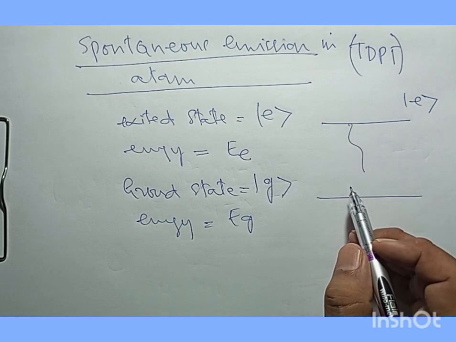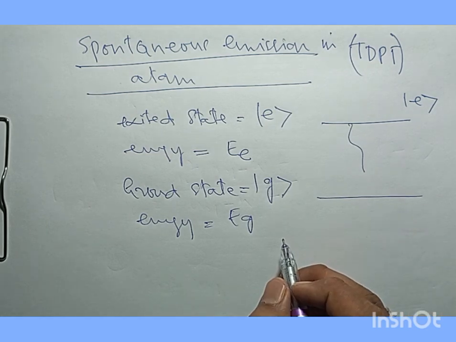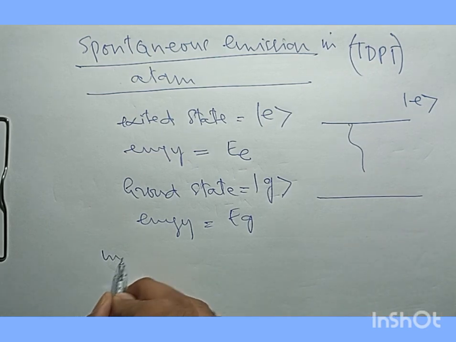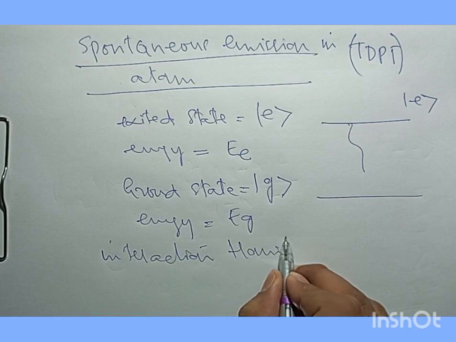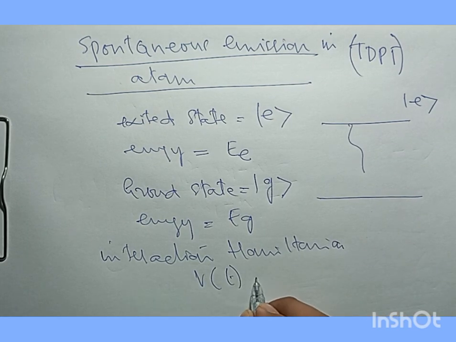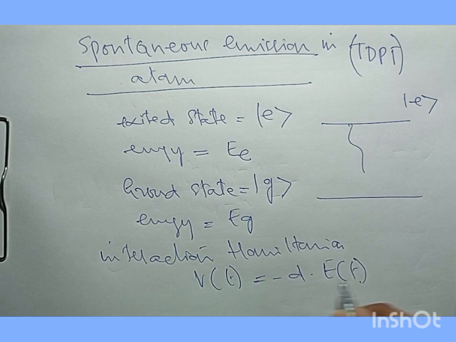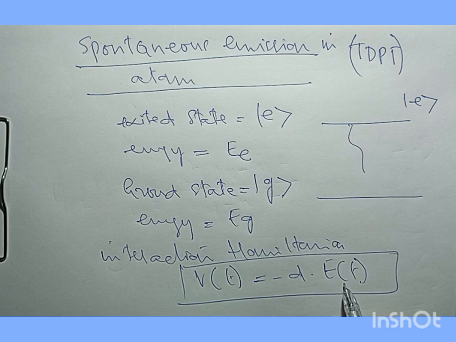The atom is coupled to an electromagnetic field, and the interaction Hamiltonian, which is V of t, is minus d dot E of t, where this d, as we know, is the dipole moment, and E of t is the electric field of the emitted photon.